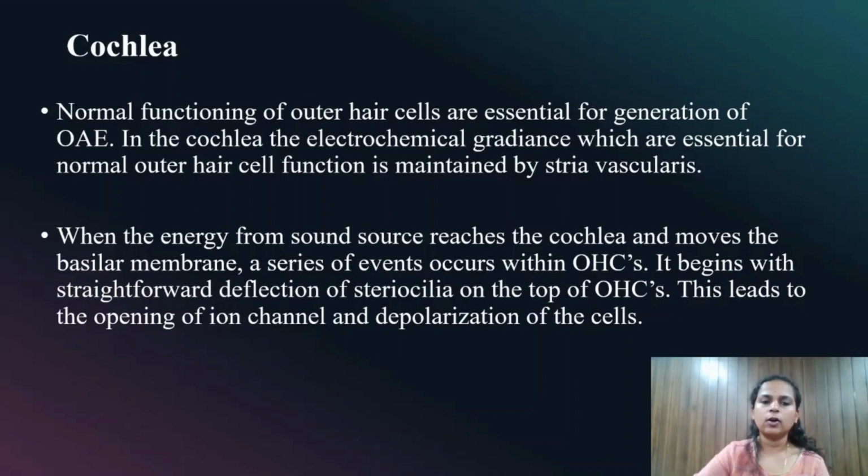So in the cochlea, normal functioning of outer hair cells is essential for generation of OAE. In the cochlea, the electrochemical gradients which are essential for normal outer hair cell function are maintained by the stria vascularis. When the energy from a sound source reaches the cochlea and moves the basilar membrane, a series of events occurs within outer hair cells. This begins with straightforward deflection of stereocilia on the top of outer hair cells.